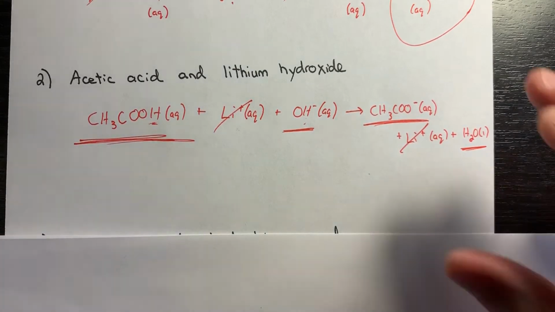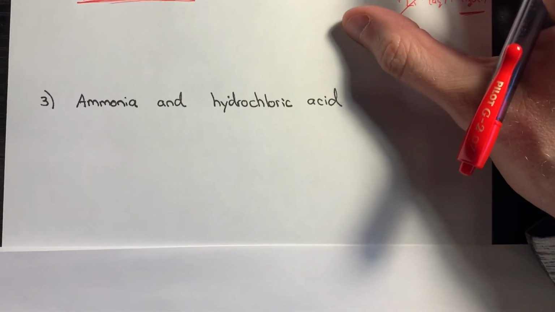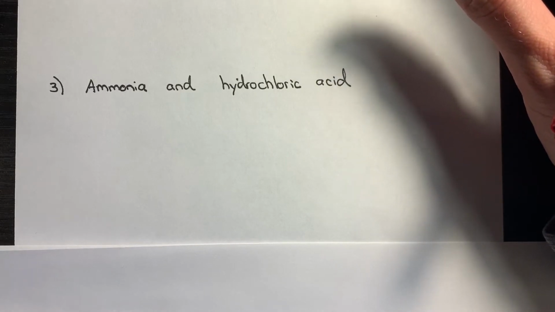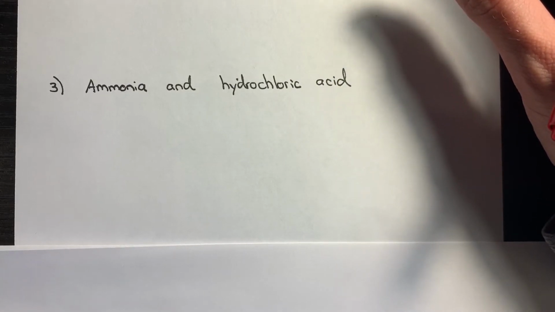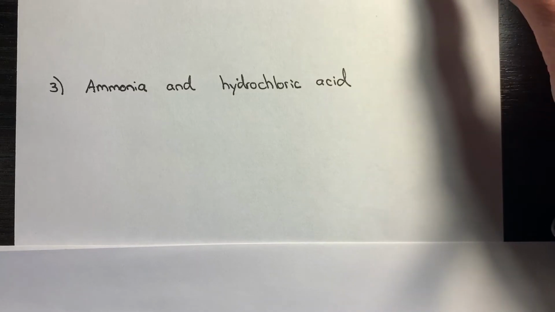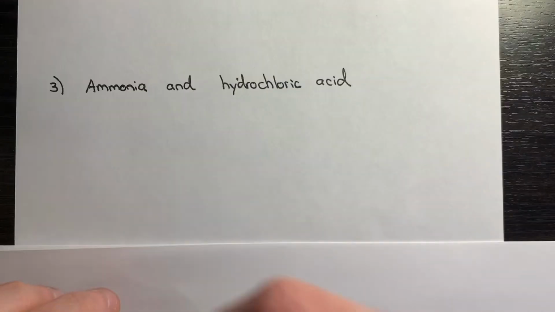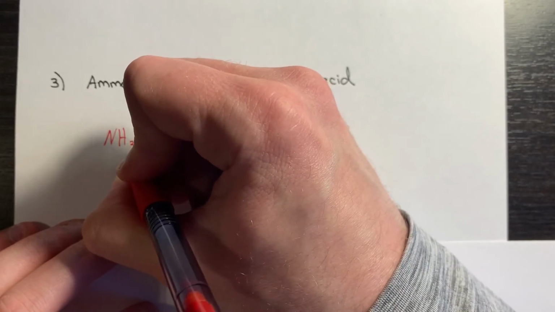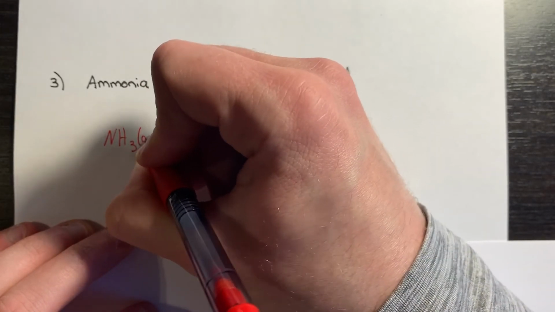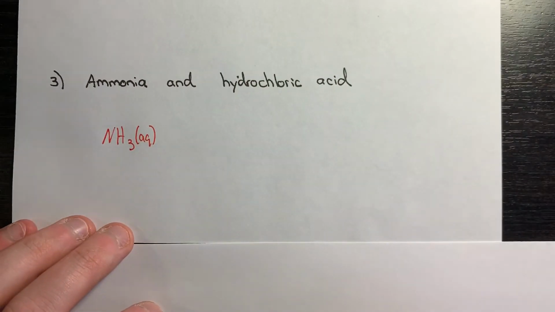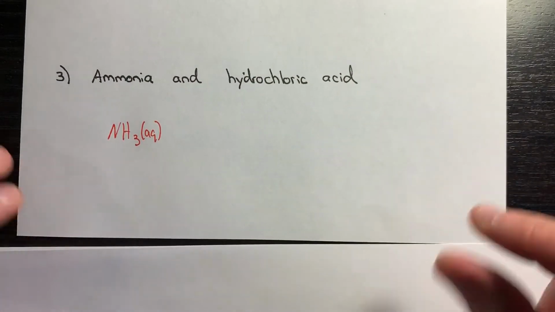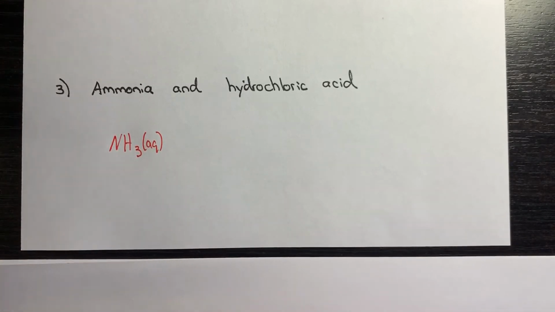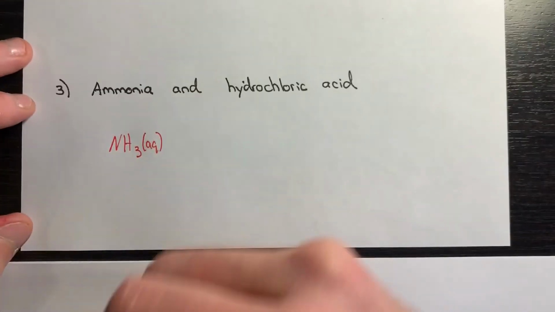And the third example, we're going to take a look at ammonia. Amines basically are derivatives of ammonia, where some of the hydrogens have been substituted for carbon chains. But ammonia is the deprotonated form of ammonium, so it's just the NH3 molecule. So let's say we're working with the aqueous form. Whether you represent it like this or maybe as ammonium hydroxide, this is fine.